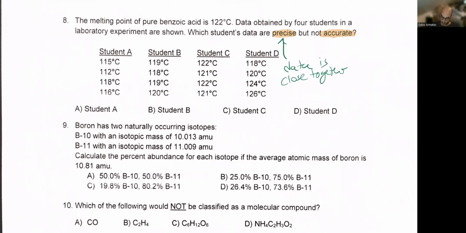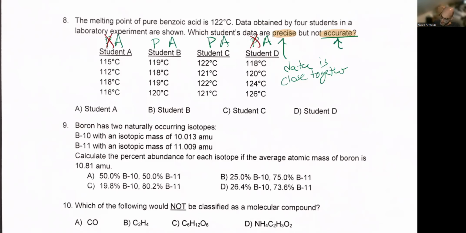So of all of these, which of the following are precise? Precise versus accurate. We'll deal with precise first. Student A, we see a pretty big delta between those, right? A pretty big change. So I would say that that's not really precise. Student B is actually pretty precise because all the numbers are within 2 degrees of each other. Student C, very precise. They're all within 1 degree of each other. Student D, not precise.